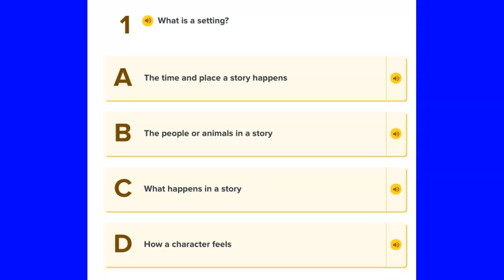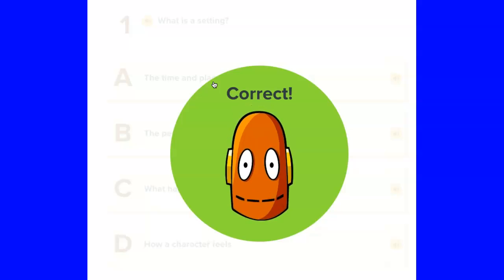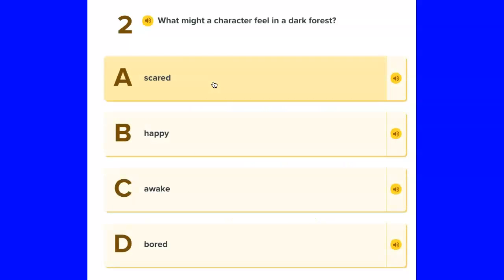Okay, let's try taking the quiz on setting and see what we learned. What is a setting? Is it A, the time and place a story happens? Is it B, the people or animals in a story? Is it C, what happens in a story? Is it D, how a character feels? Well, I'm going to go with A, the time and place a story happens. Moby's happy, that's good.